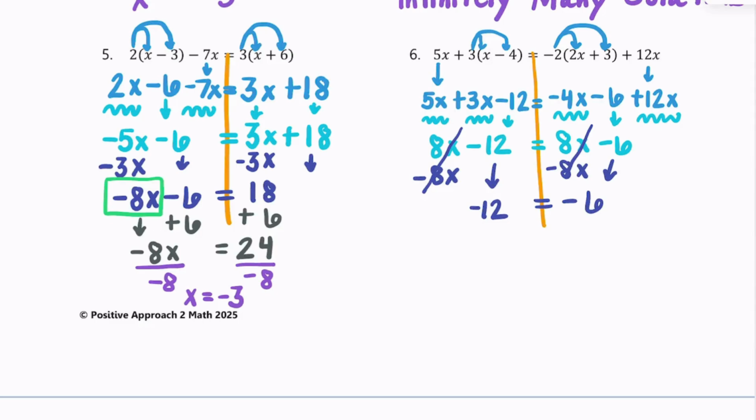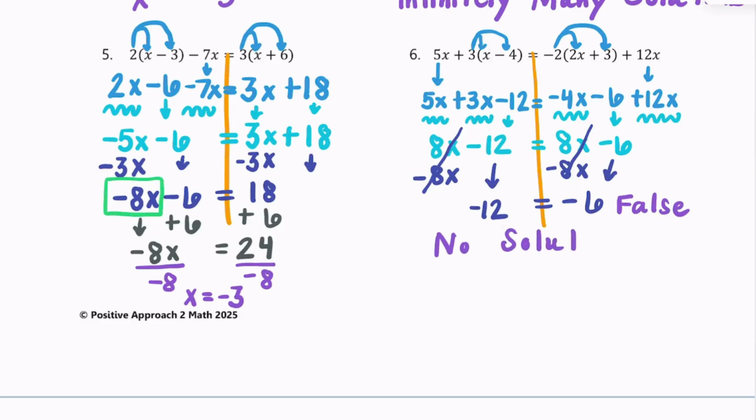Now remember, when our variables are gone, we are in an all or nothing sort of deal. Either every real number is going to work, or no numbers are going to work at all. And our trick for this is asking ourselves, do we have a true or false statement? So does negative 12 equal negative 6? And the answer is no, so that is false. And therefore, when it's a false statement, we have no solution.